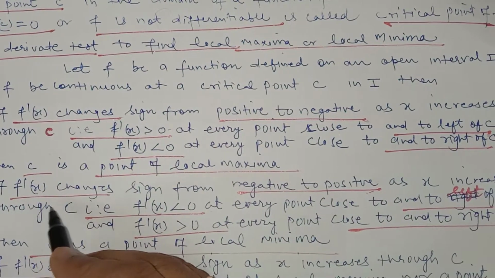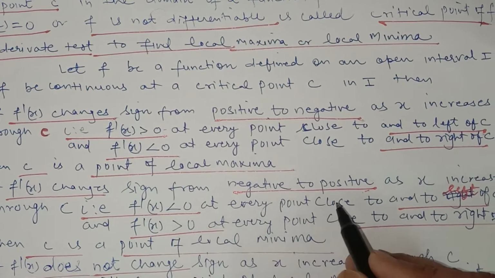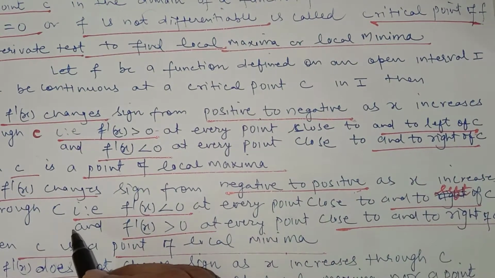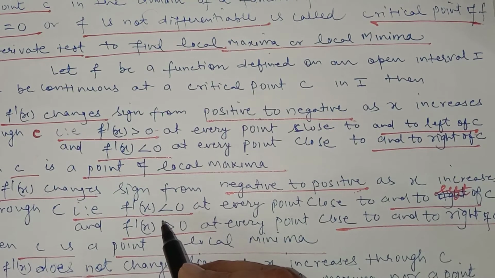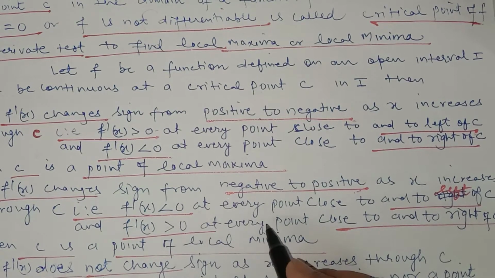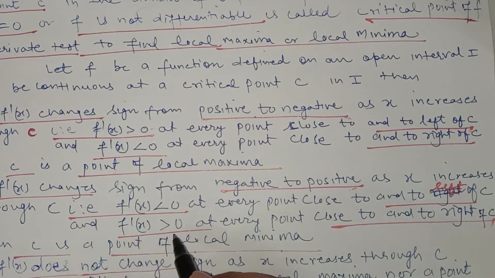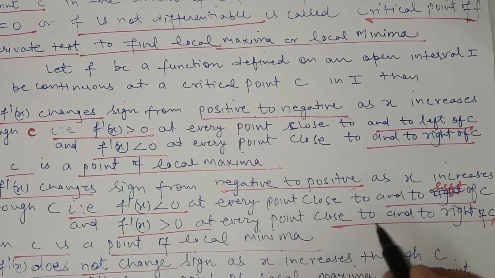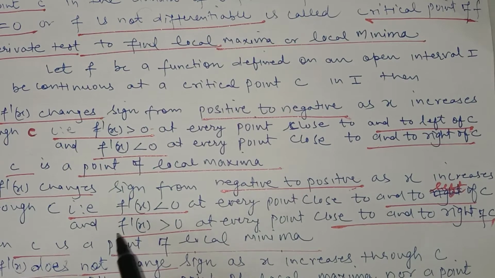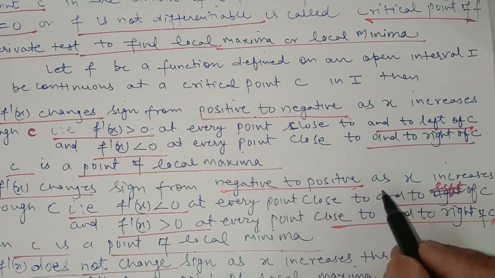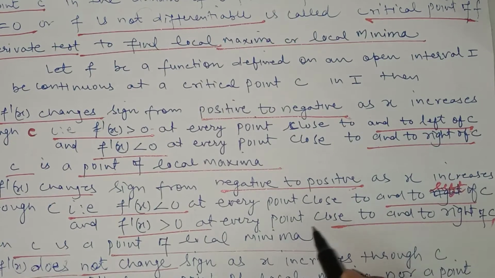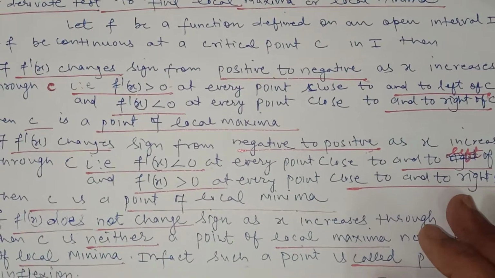Similarly, if the first derivative of the function changes its sign from negative to positive as x increases through C, that is, if the first derivative of the function is less than 0 at every point close to and to the left of C, and the first derivative is greater than 0 at every point close to the right of C, then C is called the point of local minima. That is, if the sign of the first derivative changes from negative to positive as x increases from the left of C to the right of C, then C is known as the point of local minima.